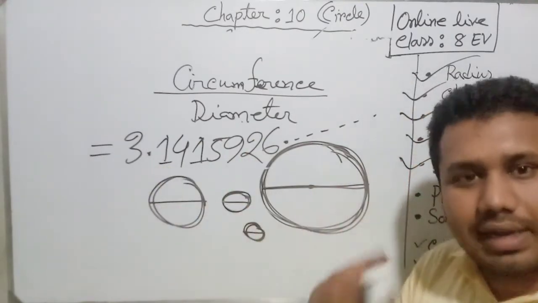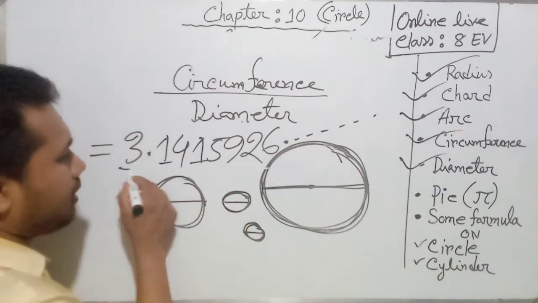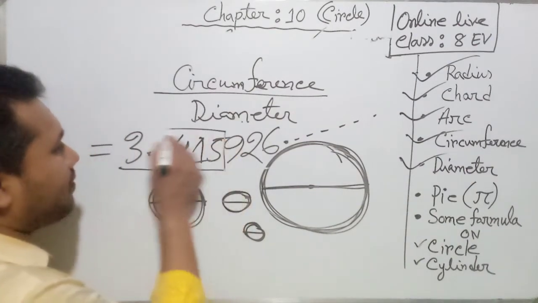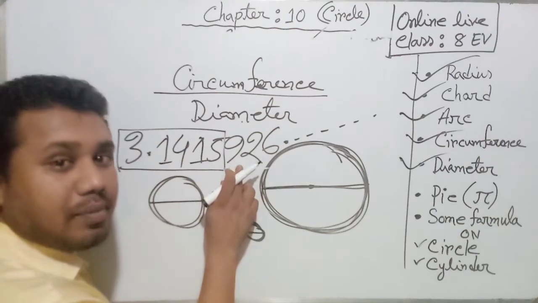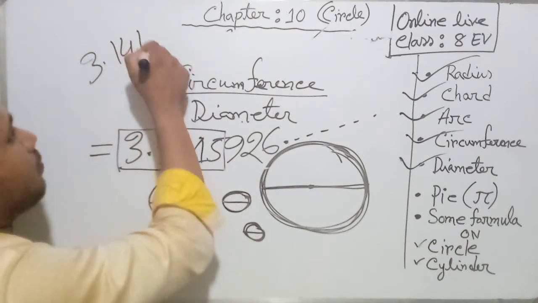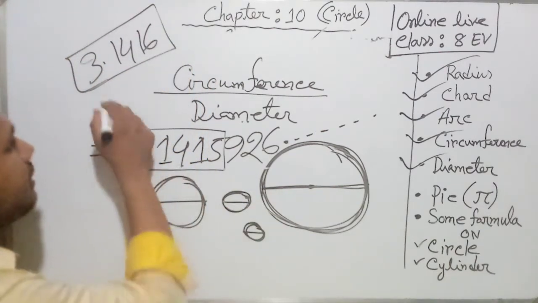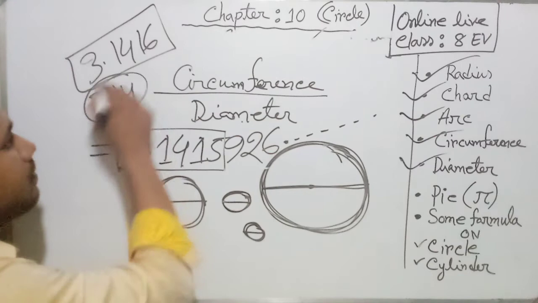Now for our calculation we can take 3.1415. But look, after 5 there is a 9, so we can take 3.1416. Or if we take 2 digits, it will be 3.14.